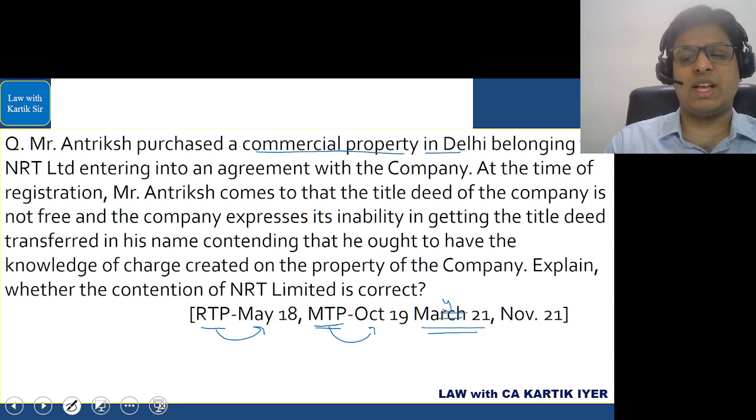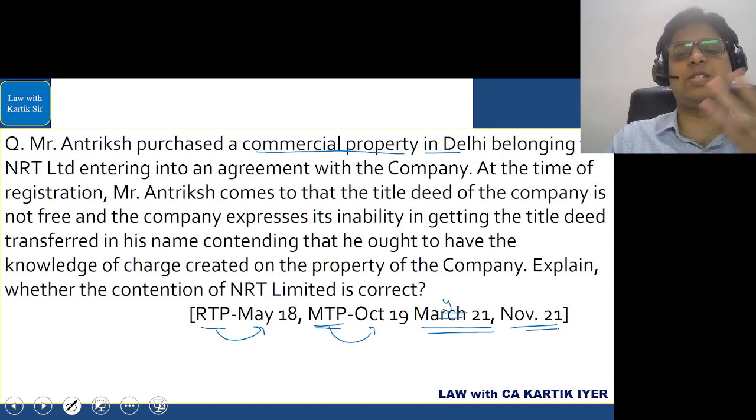This should be, I think, the May 21 examination. I think it should be May 21, and then it was November 21. Okay, I may be wrong. It can be March, but I think it is May 21. So what I mean to say is, it has been referred by the ICAI four times: once in RTP, once in the mock test paper, and twice in the examination.